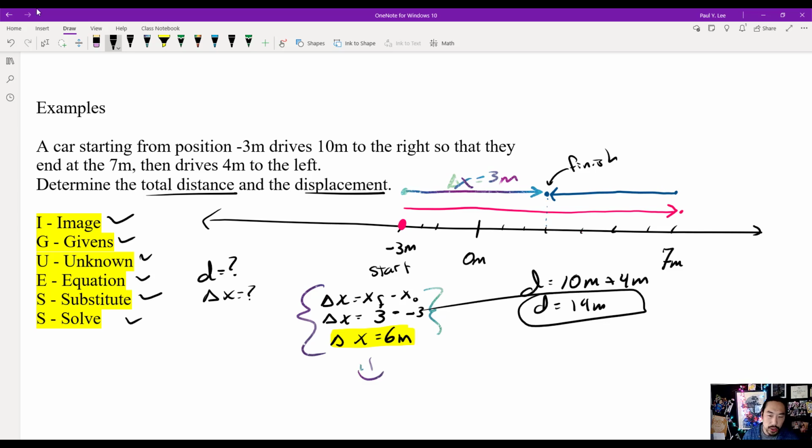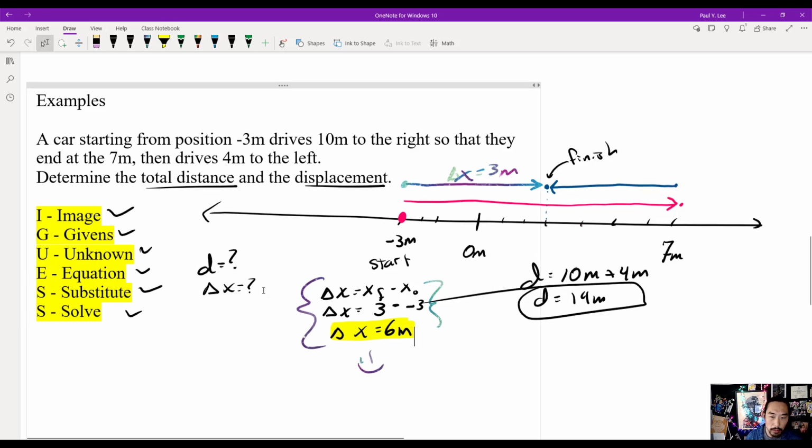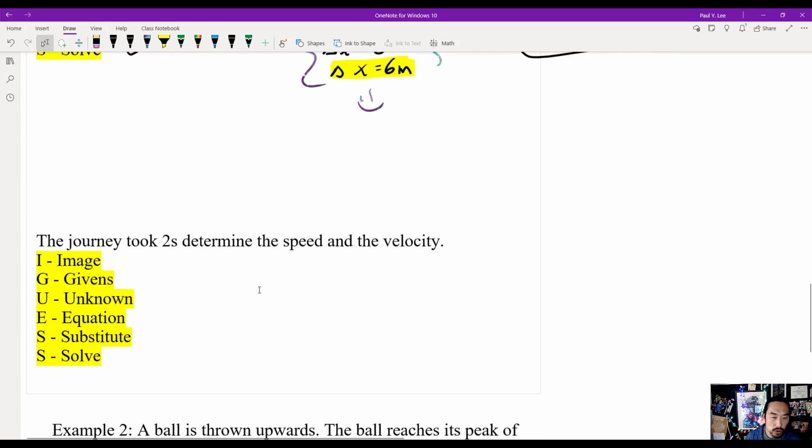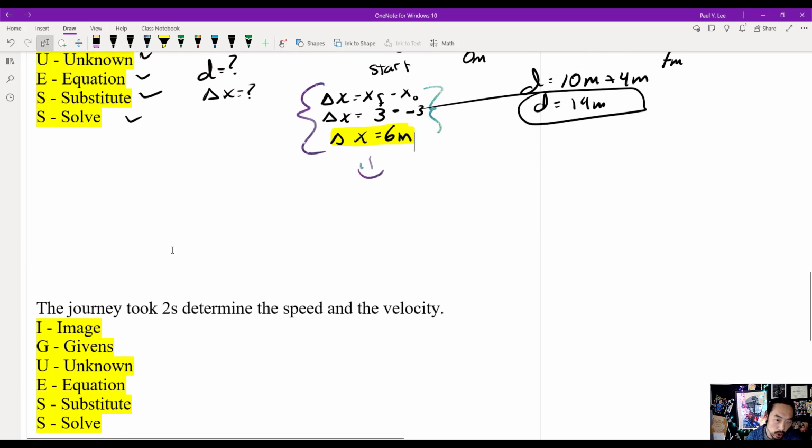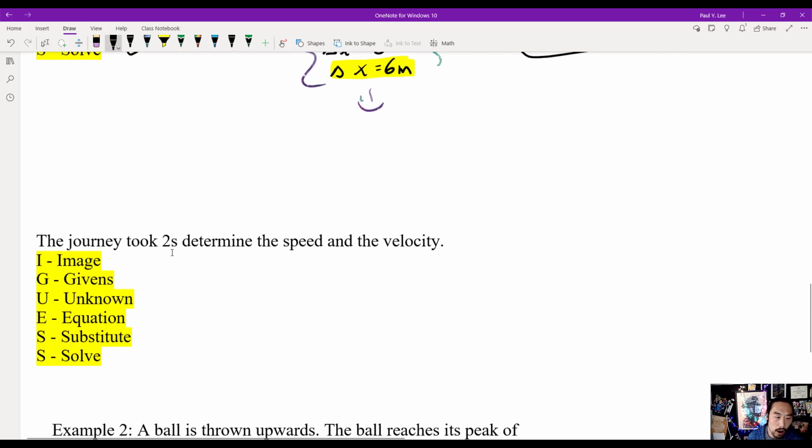All right, let's do the same thing with the next problem. Once again, I encourage you to try this on your own before you see what I do. This part of the problem says the journey took a total of 2 seconds. Determine the speed and the velocity. So this is like a part 2 to the first problem. We already have the image. We already have the givens.